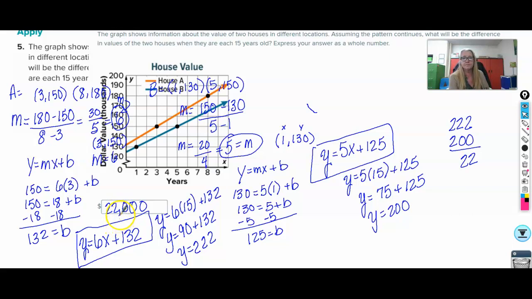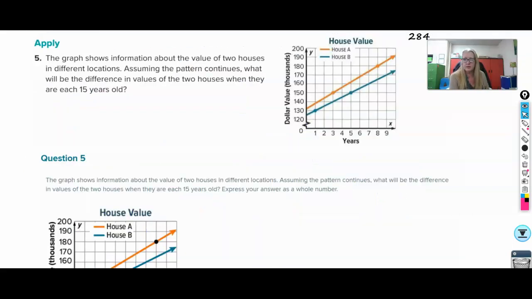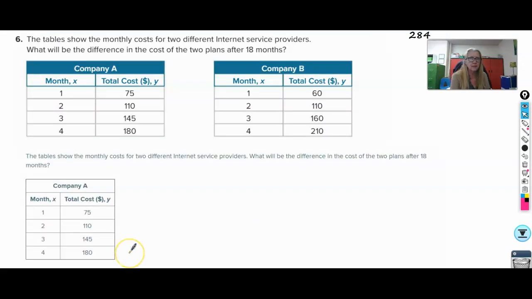Just FYI. That's a lot of work for one problem. Aren't you glad I did it for you? I know, they don't pay me enough for this.